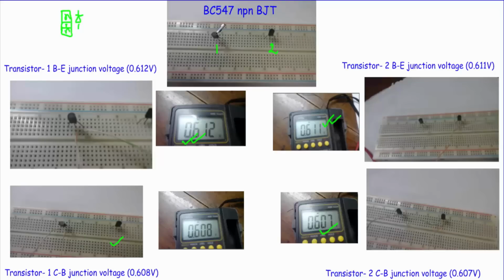Therefore, they will not act similarly when we supply a bias voltage in a multivibrator circuit, and one of them will try to trigger on ahead of the other.